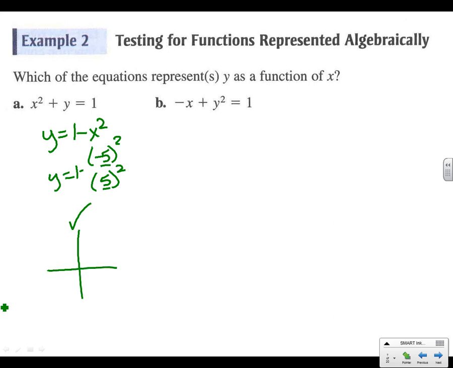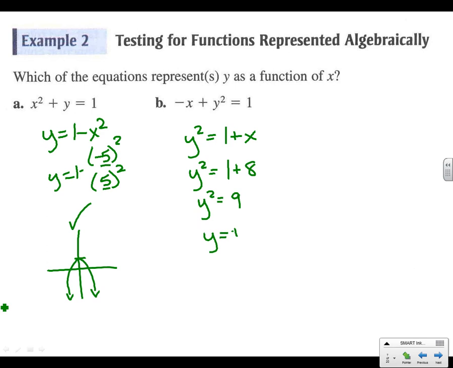1 minus x squared is a parabola that looks like that. And that does pass the vertical line test. If we look at this other one, y squared equals 1 plus x. On this one, let's choose, I don't know, 8 for x to make it easy on ourselves. Y squared equals 1 plus 8, so y squared equals 9. And so y equals either 3 or -3. Look what just happened. If I chose 8 for x, I either got -3 or +3 for y. So that is not a function.